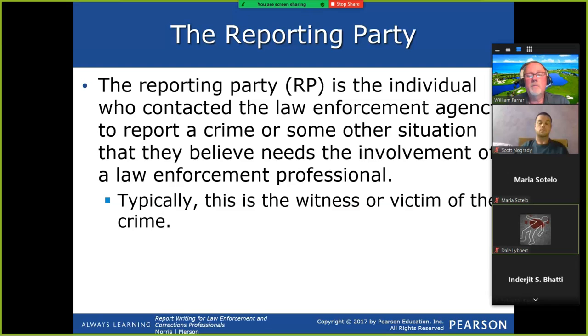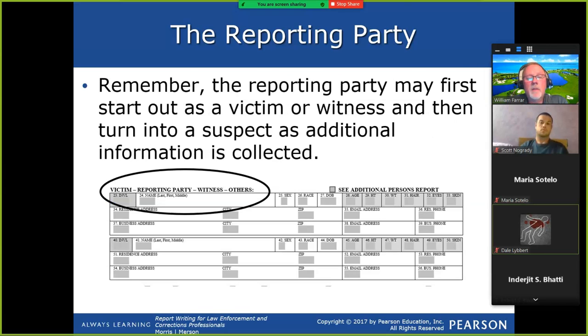But there could be three individuals. There could be a reporting party calling because they heard screaming in a house next door to them. So they're the reporting party, and the victim could actually be the person in the house that the crime is being committed against. So they could be separate or they could be together, right? So we've got a little bit of overlap there. So just kind of keep that in mind.